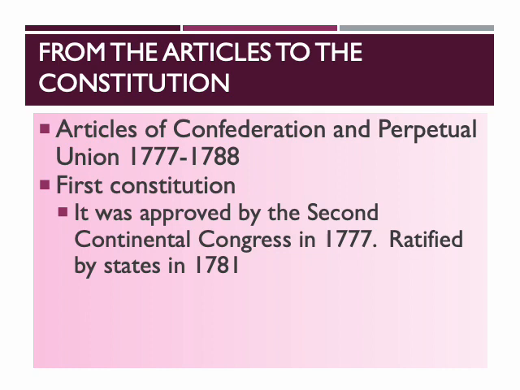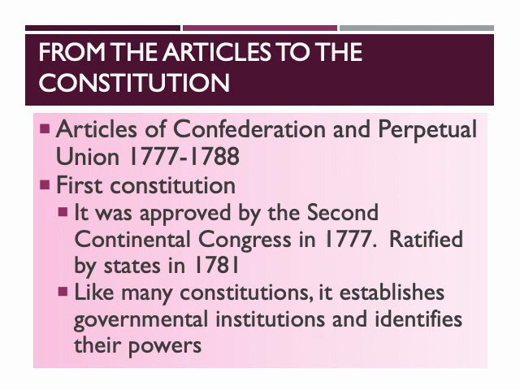So it was approved in 77, it was ratified by the states in 1781, and it was the Constitution of the United States until the ratification of the United States Constitution in 1788. Now, like many constitutions, it's basically a blueprint for the government of a nation. And so it basically established the governmental institutions of this new nation and identified their powers.